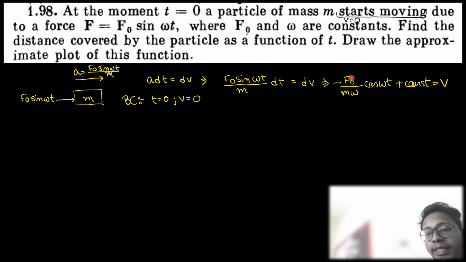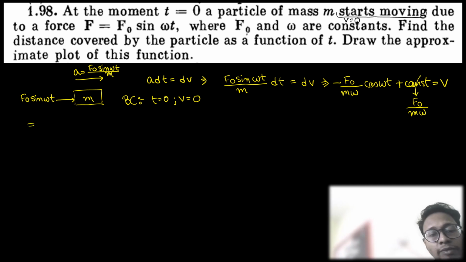Now when you apply t equals 0 and v equals 0 here, what do you get? At t equals 0, cos 0 is nothing but 1, and v equals 0. So we are left with minus f naught by m omega plus constant equals 0, or constant equals f naught by m omega. If you apply t equals 0 and v equals 0 in this equation, you get the value of the constant as f naught by m omega.